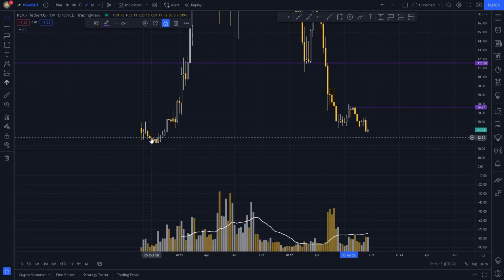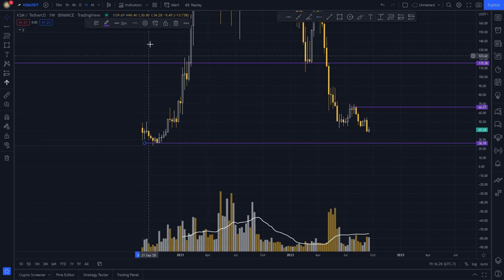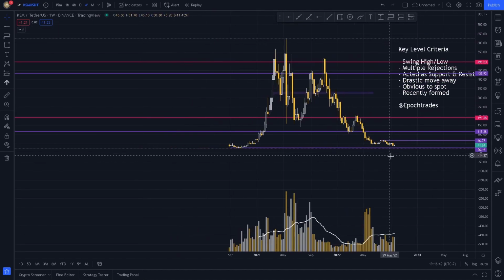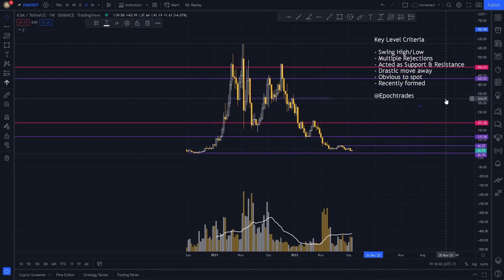So now we can look at where price started out. And let's actually plot the very bottom here. And if we can see, price is actually still above this level. And it looks like bullish momentum is going down. So price could possibly react here. Now, these are all of our key levels on KSM.